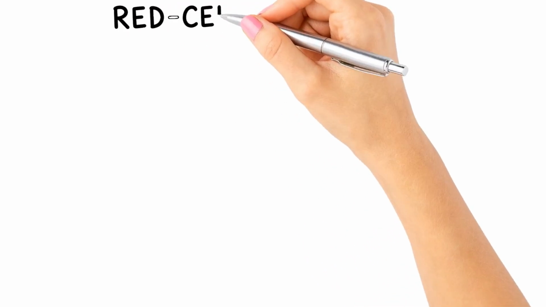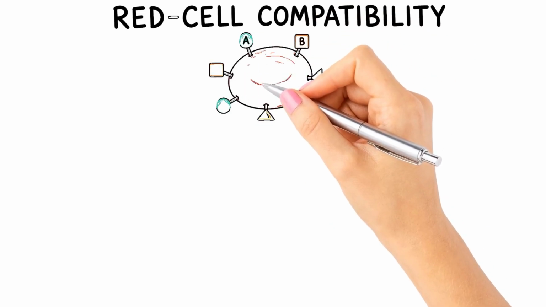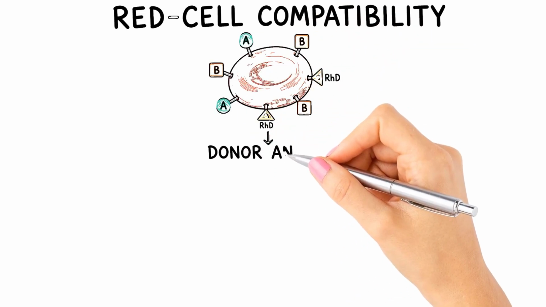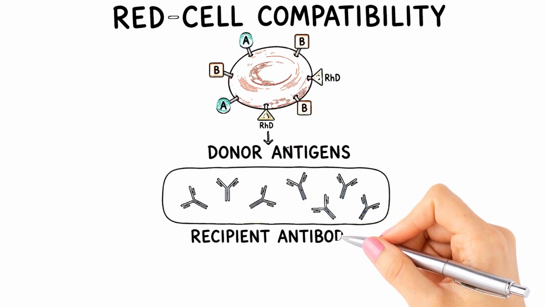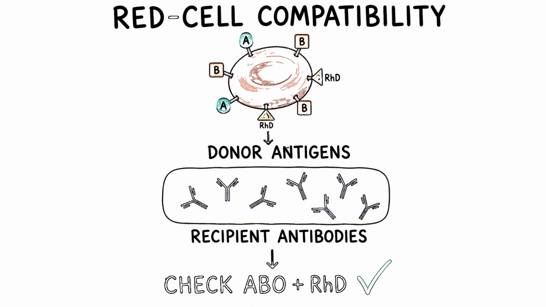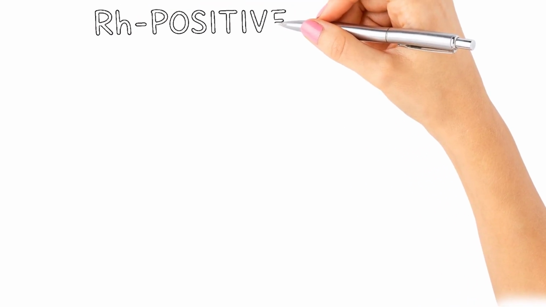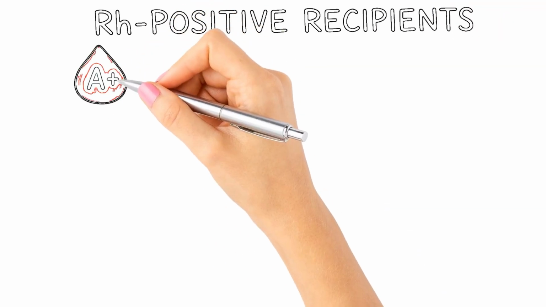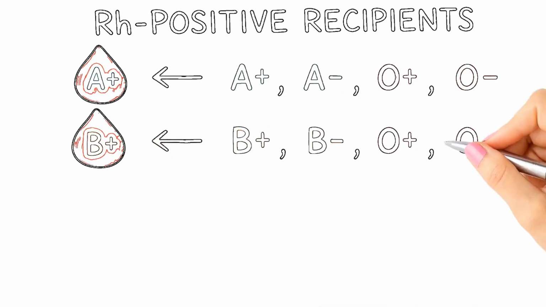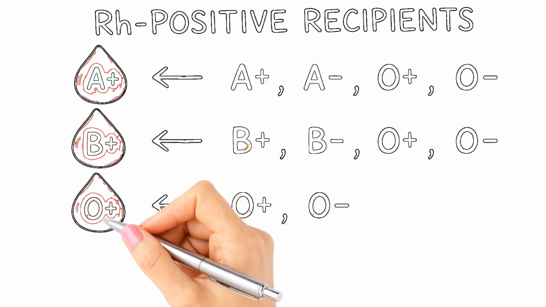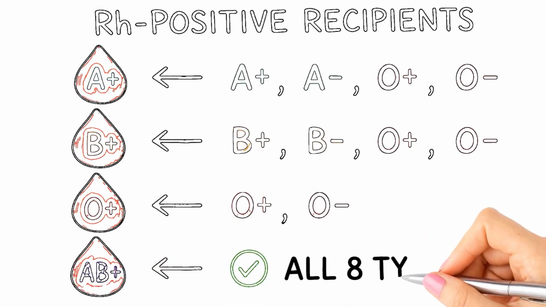Red cell compatibility depends on which donor antigens meet which recipient antibodies. A compatible donation avoids markers the recipient would attack. RHD is checked alongside ABO, so the plus or minus sign must also be considered. For Rh positive recipients, A positive receives A or O red cells, B positive receives B or O, O positive receives O, and AB positive may receive any ABO type.